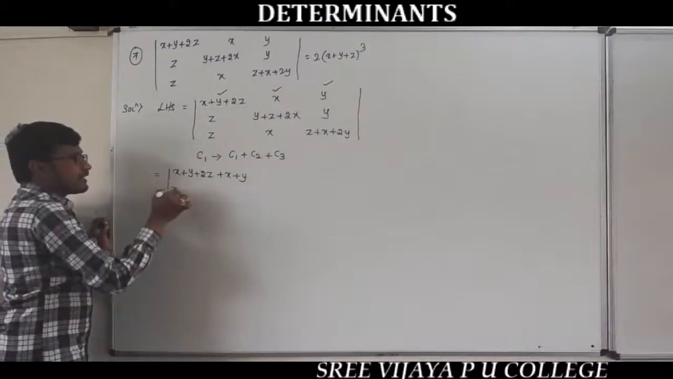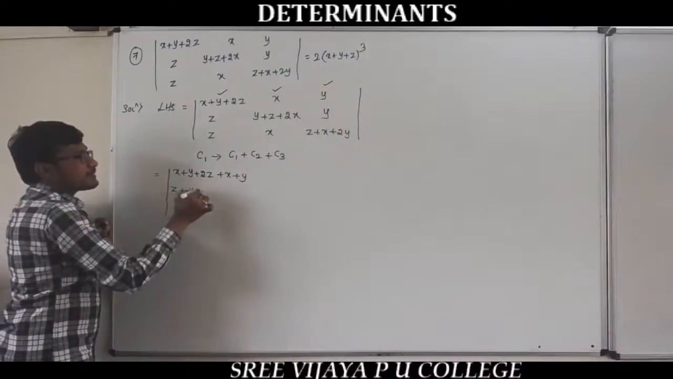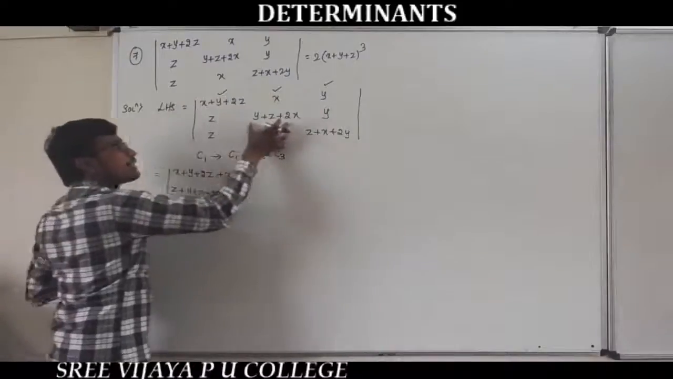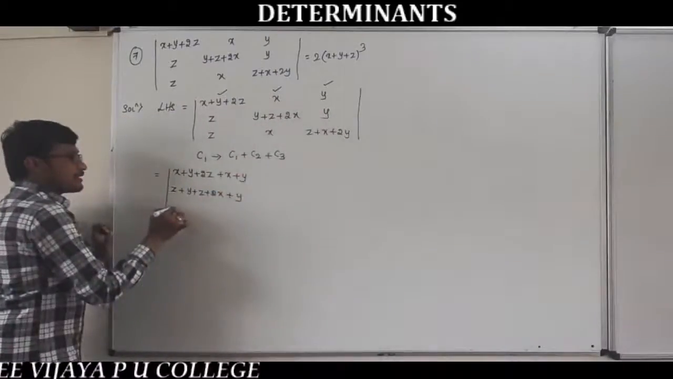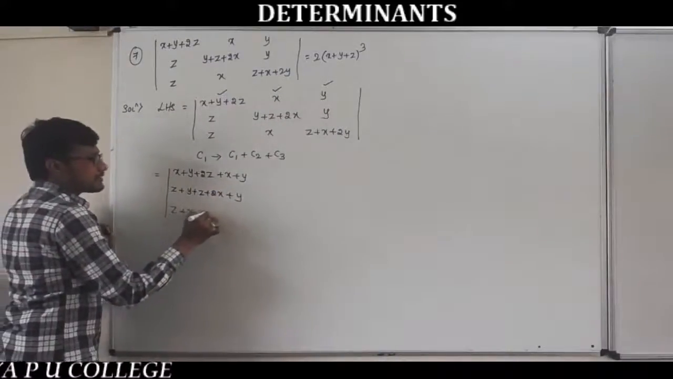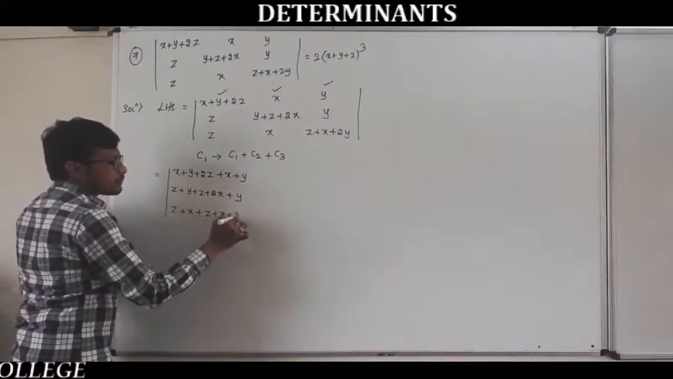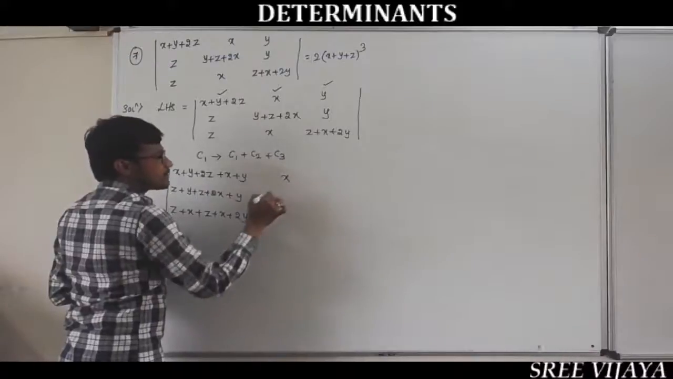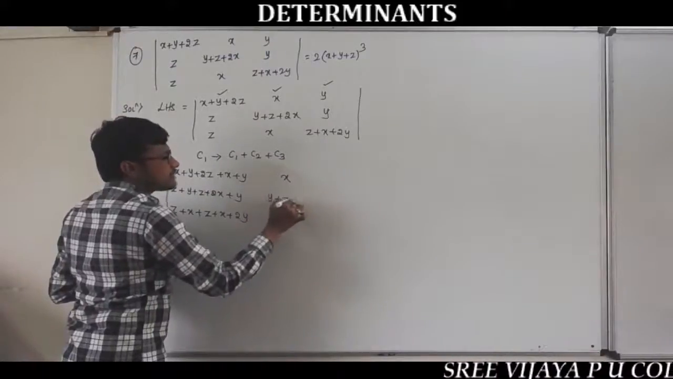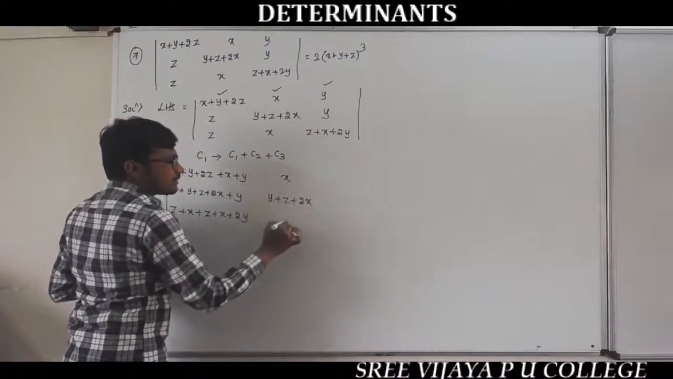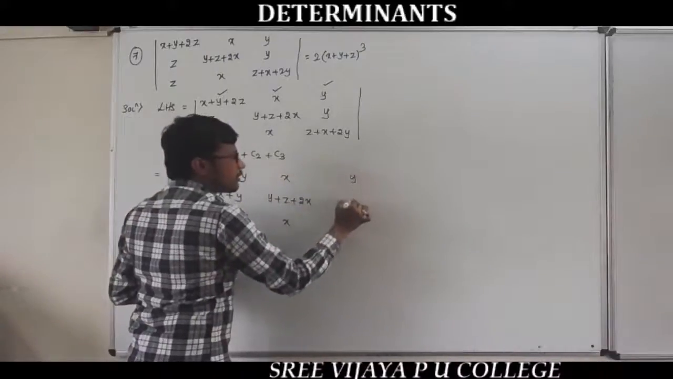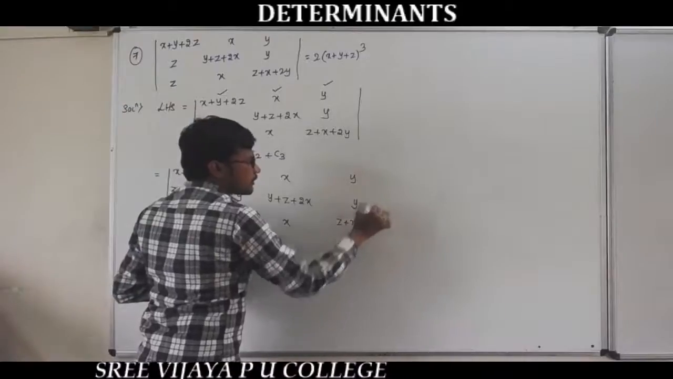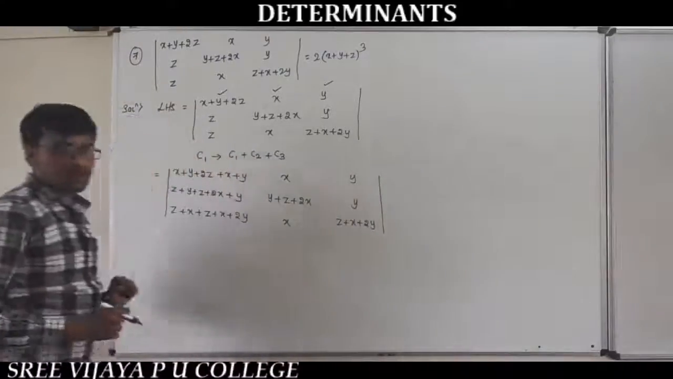Next, z plus y plus z plus 2x plus y, column 1 plus column 2 plus column 3. Then z plus x plus z plus x plus 2y, column 1, column 2, column 3. Next x, y plus z plus 2x, x, y; z plus x plus 2y. So this is column 3.